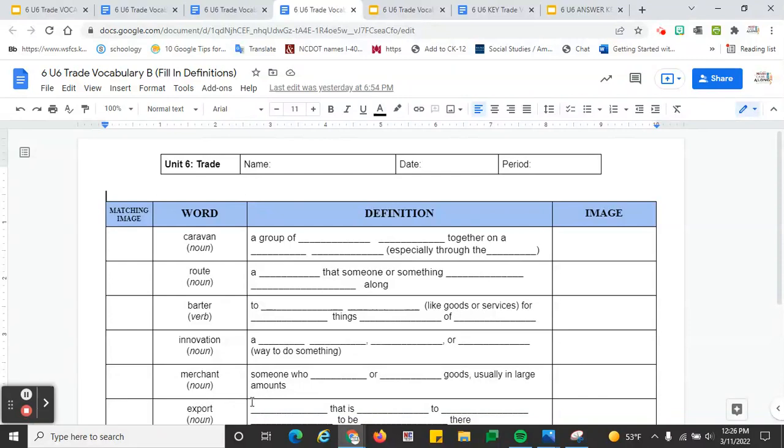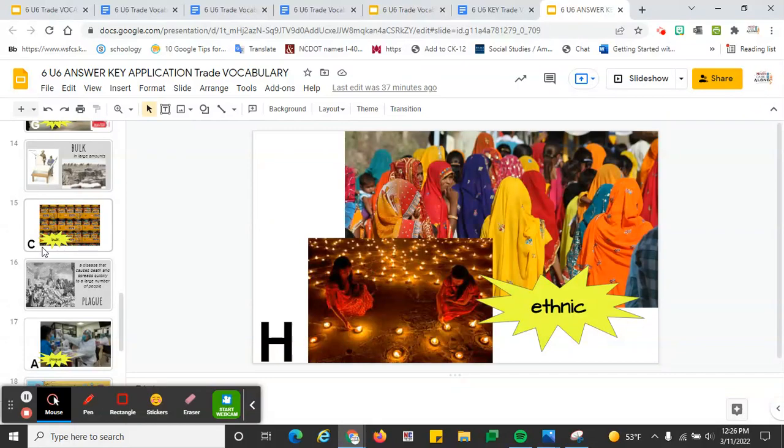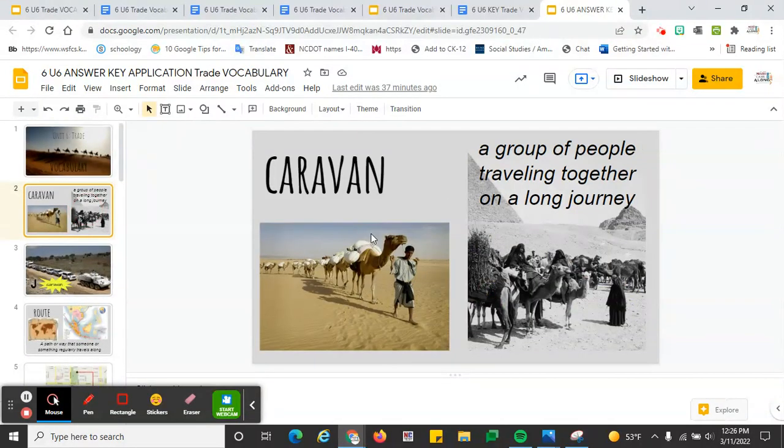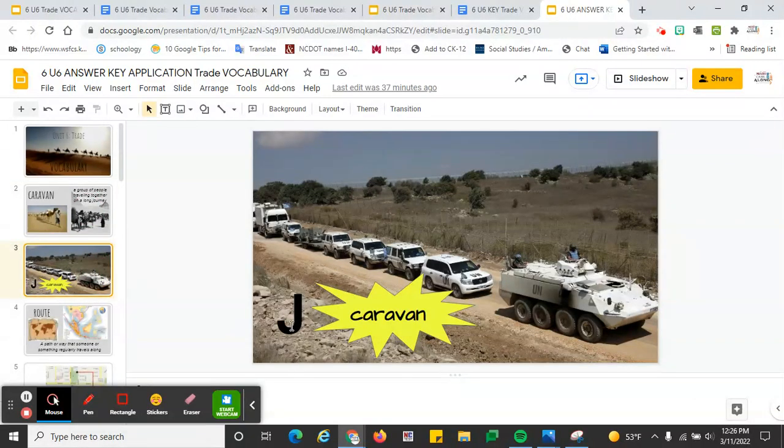And this is one of those times where you're going to get some good conversation between kids as they discuss what the image represents to them and why, helping them to get a better understanding of the definitions of the words. And then I have the answer key where you have the original definition slide from the slideshow, and then letter J was the caravan on the modern day images that you saw.